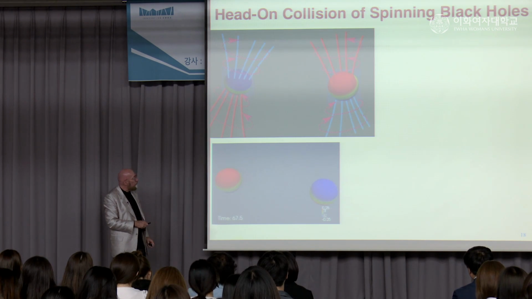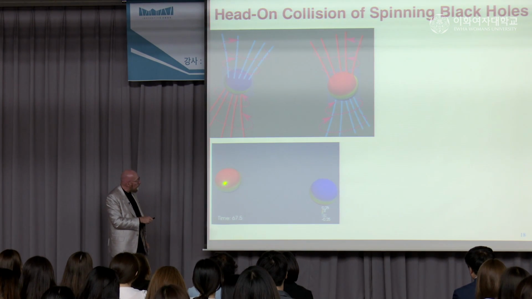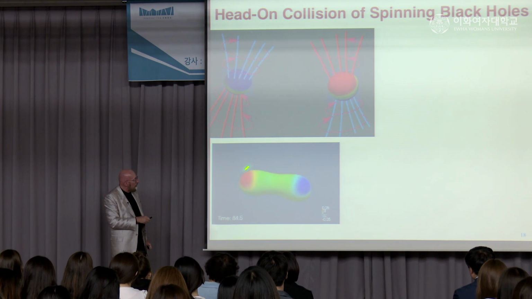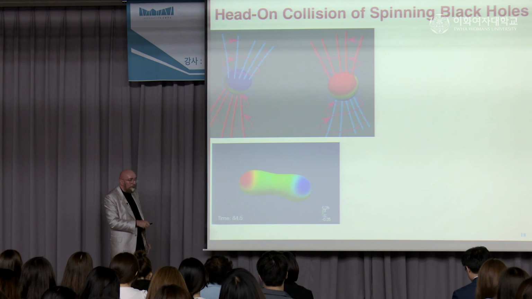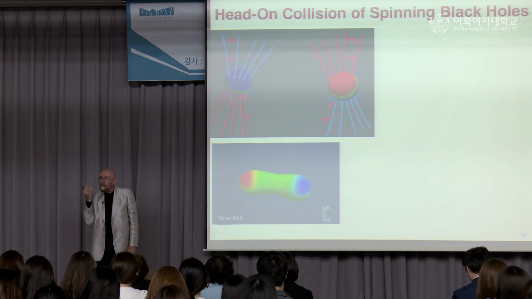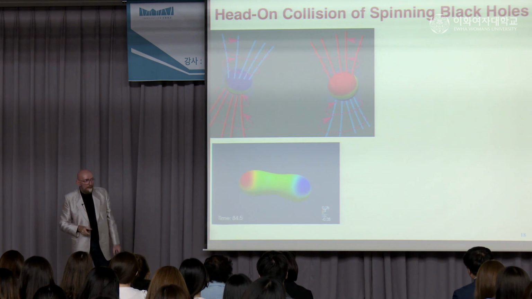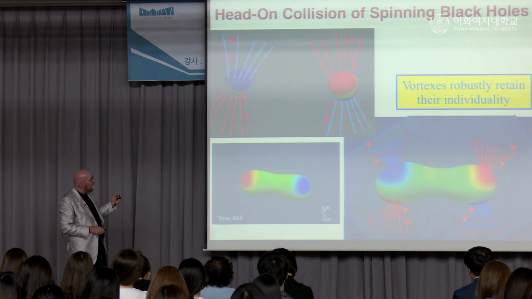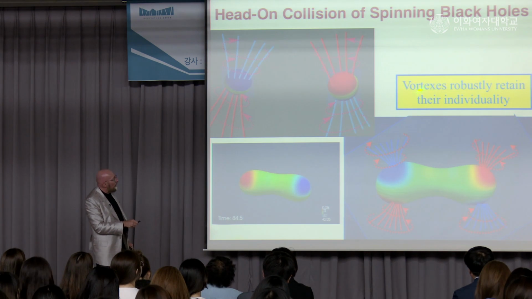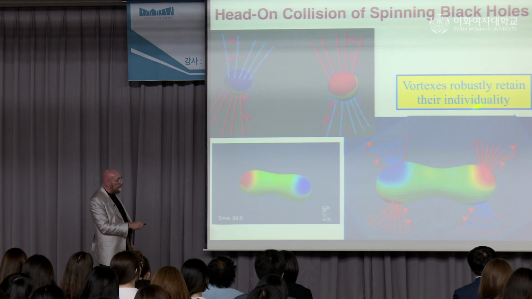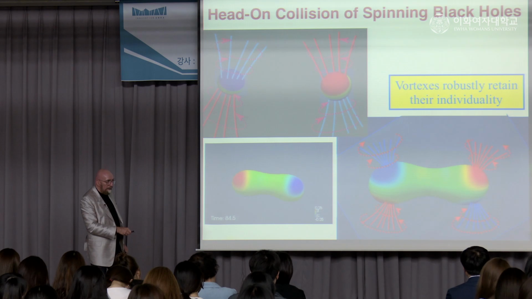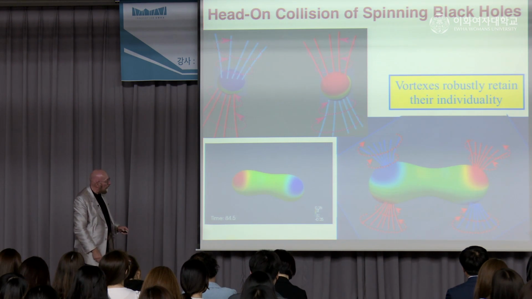But whereas before the collision, you have one red vortex and one blue vortex on the black hole, you now have two red vortexes, one here and one down there, two blue ones, one here and one down there. So now you have a black hole with four vortices of twisting space sticking out of it. And remarkably, these vortices are very robust. They retain their individuality basically forever thereafter. But they die gradually in a manner that I will describe.